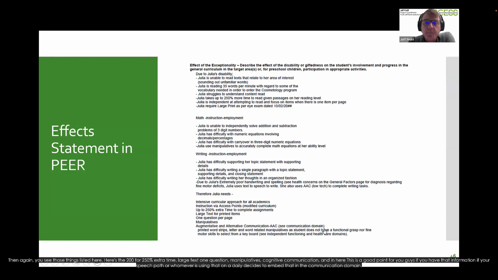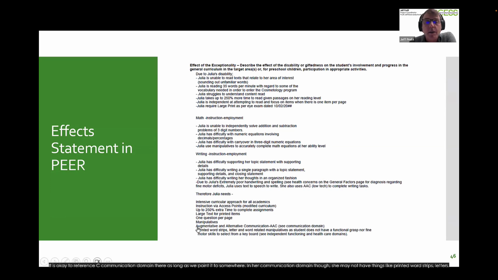And in here, this is a good point for you guys. If your speech path or whomever is using that on a daily basis decides to embed that in a communication domain, it is okay to reference the communication domain there, as long as we point it to somewhere. In her communication domain, though, she may not have things like printed word strips, letters, and letter and word related manipulatives in order to write. So that may not be in the communication domain, and that's why it was added here.